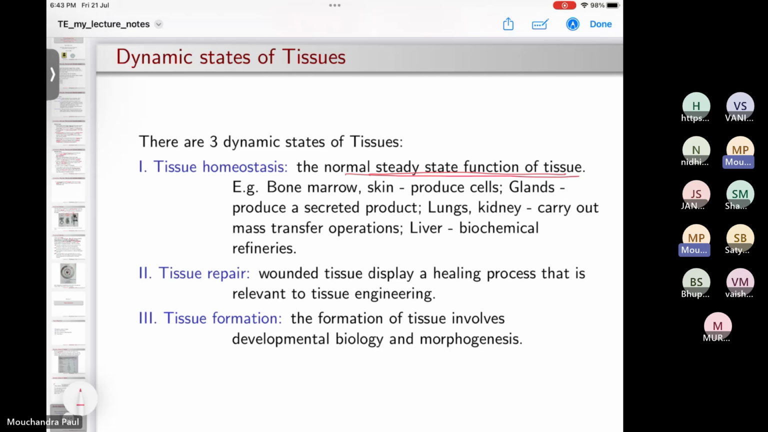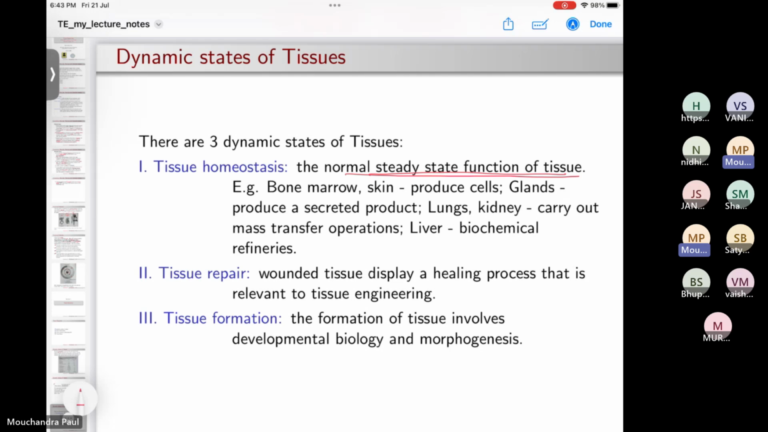Other than bone marrow or the epithelial lining of the small intestine, where the replacement rate is on the order of a few days, if you look at the heart, you will see that the heart is present in one steady state for years. So then you feel like it is static, it is doing the same work. But the steady state can change a little bit. So tissue homeostasis basically refers to the normal steady state functioning of a particular tissue or an organ.